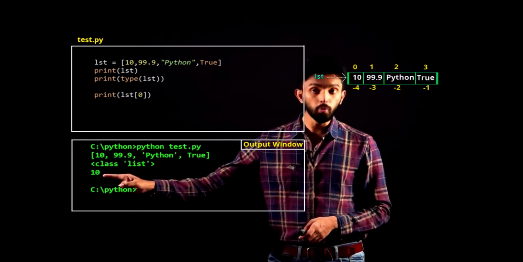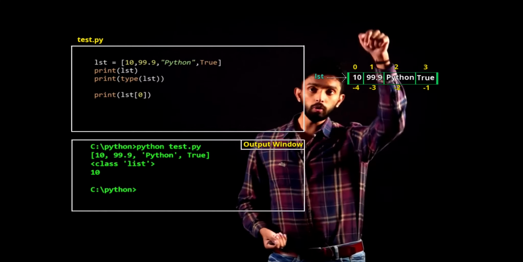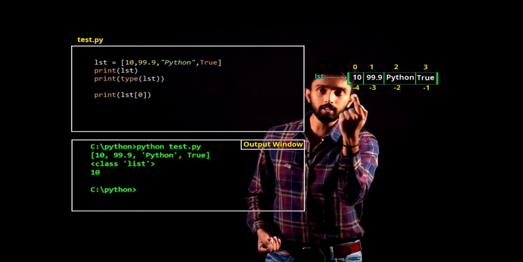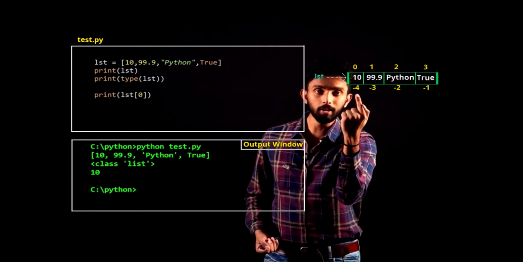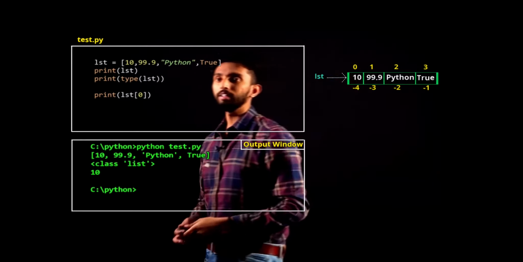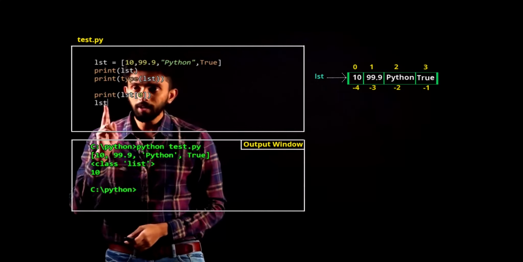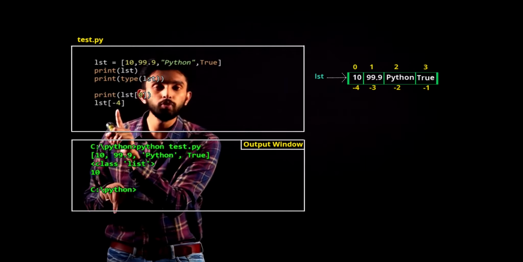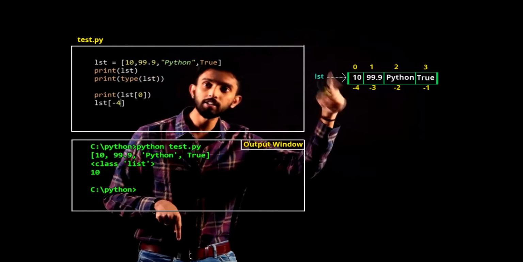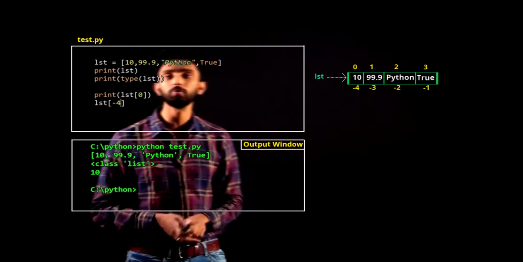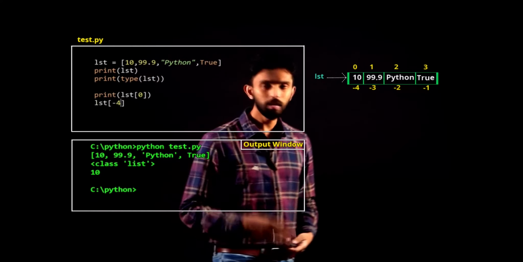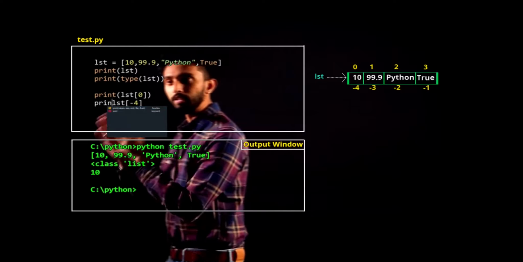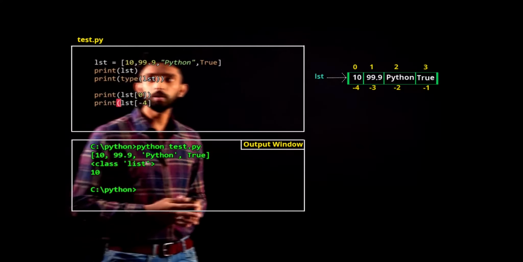Now, if you want proof that not only can you access it using the positive positional value, you can also access it using the negative positional value, then watch it like this. I will just go back, I will tell LST square brackets, and this time I will tell -4, because 10 can be accessed using 0 also, -4 also. Would you agree with me? Anyways, to appear I should print it, so I am just going to print it like this.